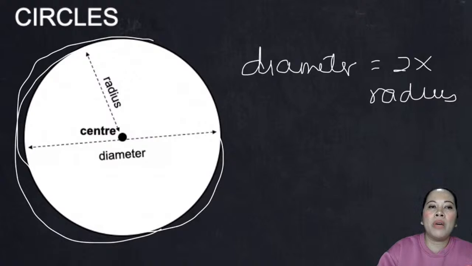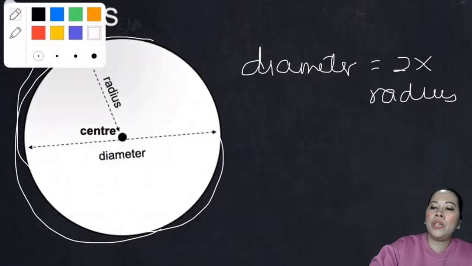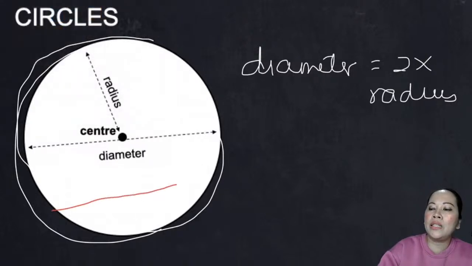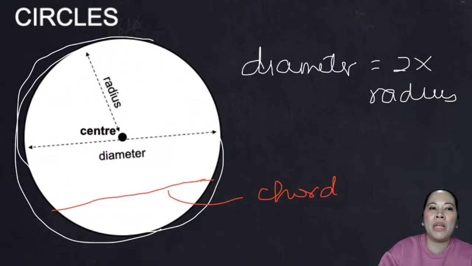Okay, so you might be asking, what do we call that line which touches from point to point but does not touch the center? This is what we call a chord. All right, so we have as well a minor segment and a major segment. So a line that is touching circumference to circumference but not passing through the center is what we call a chord.